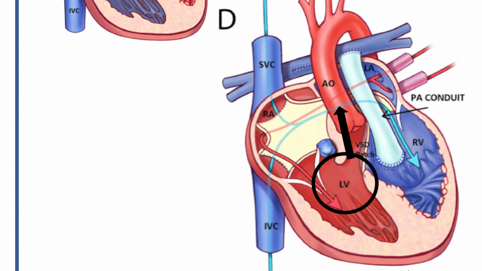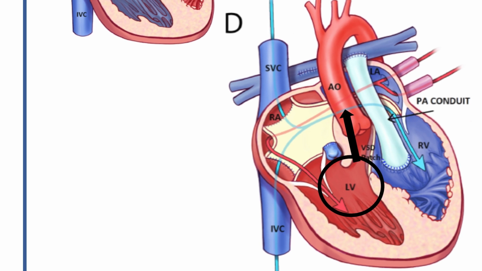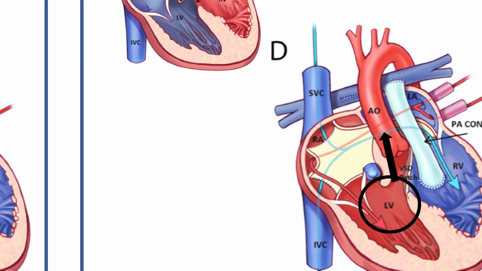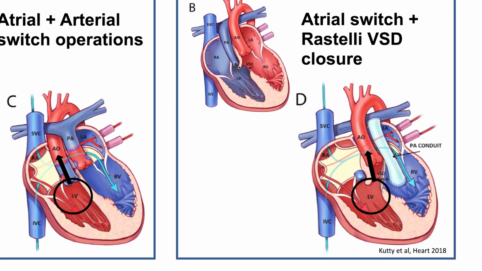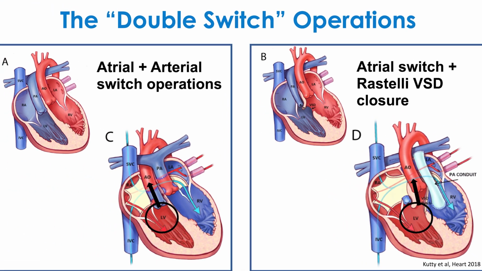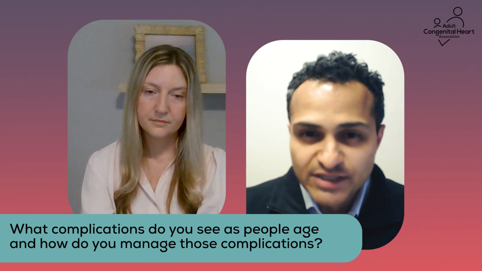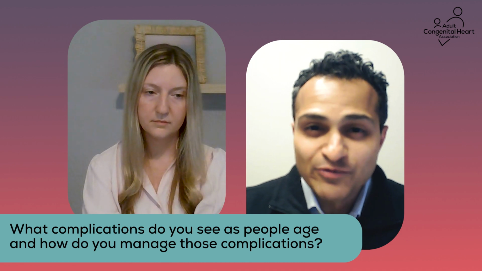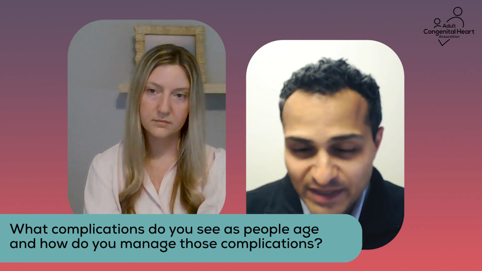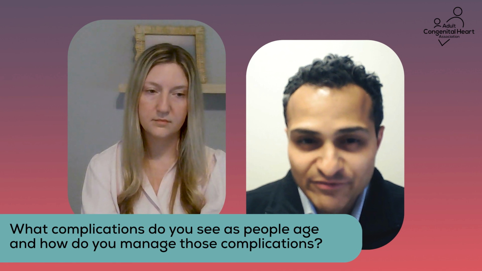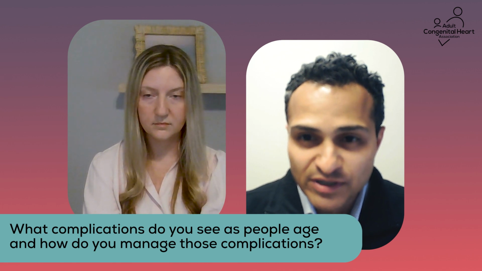The atrial connections are switched using surgical baffles that redirect the oxygenated and deoxygenated blood to the opposite ventricle, and then the arteries are switched with what we call the arterial switch operation. Since the strategy of the double switch is still relatively new, we don't have a lot of long-term data for how individuals do after the double switch operation into adulthood.